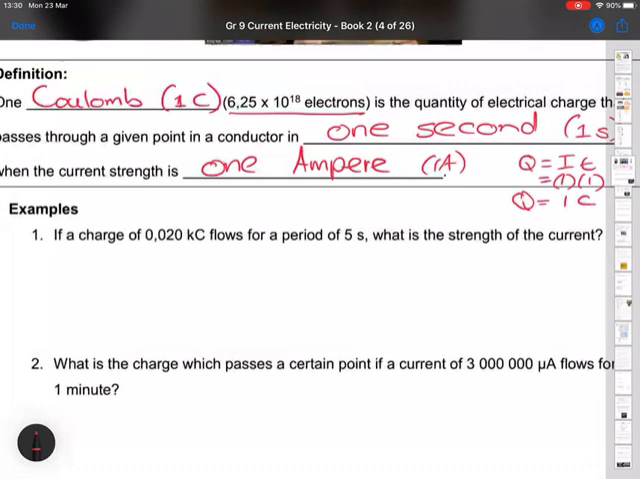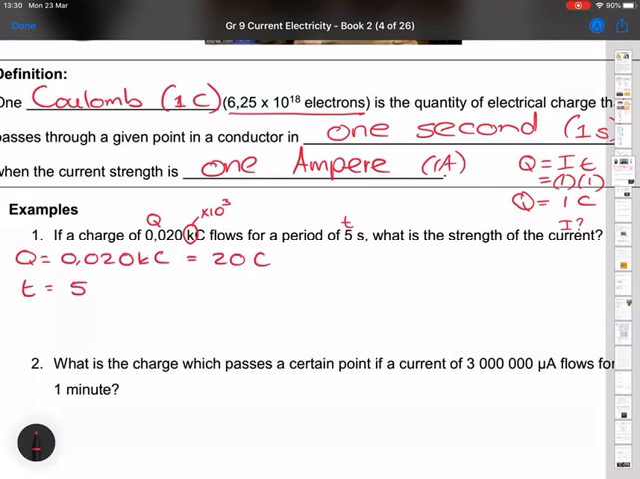Let's have a look at an example. If a charge of 0,020 kilocoulombs, remember kilo means times 10 to the power of 3, flows for a period of 5 seconds, so that's our time, that's our charge. What's the strength of the current? So they're wanting us to calculate I. So we've got Q is equal to 0,020 kilocoulombs. And on your calculator, if you type 0,020 times 10 to the 3, it will tell you that that's actually 20 coulombs.